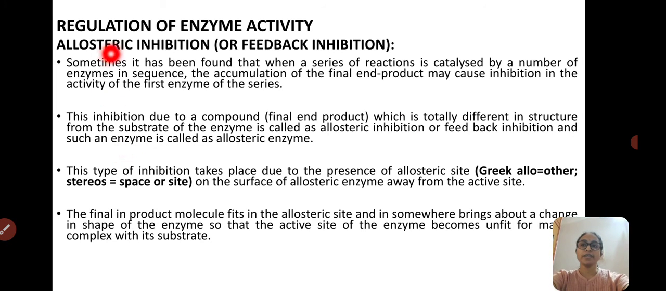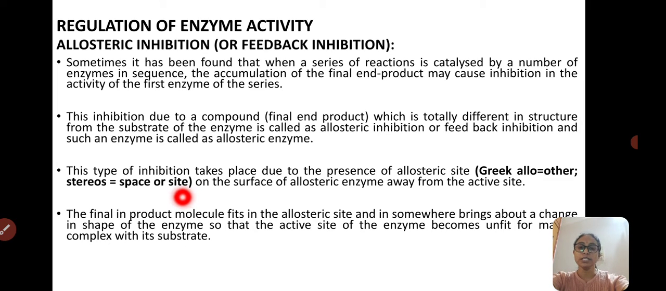And coming to the regulation of enzyme activity, we saw the inhibition of enzyme activity with competitive and non-competitive inhibitors. Now we will move on to the regulation of enzyme activity, how the enzyme activity is regulated within the body. Allosteric inhibition or feedback inhibition. Allosteric is nothing but the Greek word, allo means other, stereos means space or site.